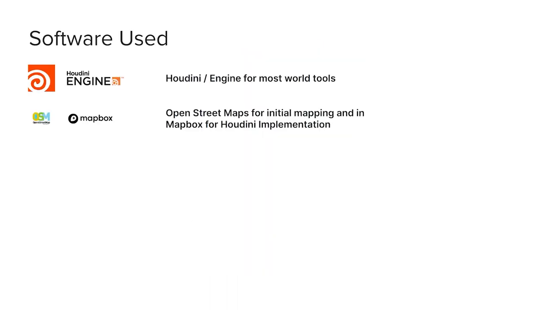The software used today will be Houdini and Houdini Engine, of course, OpenStreetMaps for our initial mapping data, and Mapbox to load in the height fields of that data. If you're not familiar with OpenStreetMaps, it gives you the road networks, it gives you building networks, and Mapbox gives you the height field data of anywhere in the world. You can imagine the two combined with the Mapbox node in Houdini works almost like Google Maps, but for open source data.